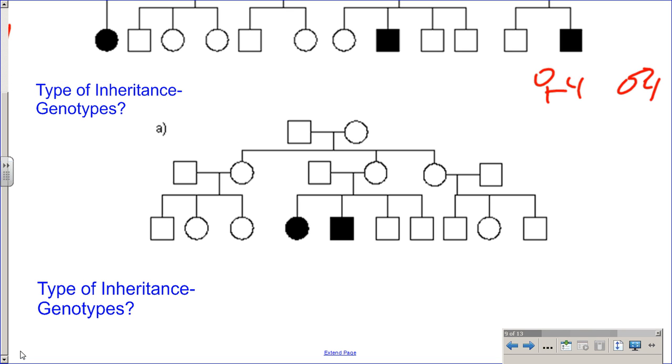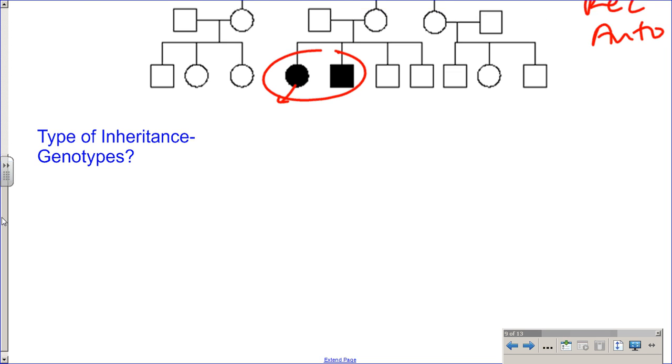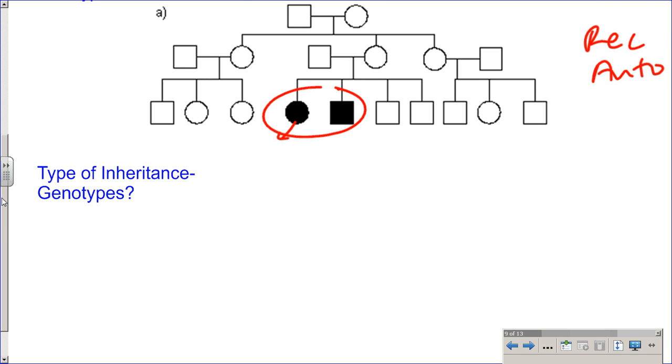Everybody, recessive or dominant? Recessive, because it's not on every generation. Autosomal or sex? Probably autosomal, because you have equal sex affected, right? So if you said it's recessive and you said it's autosomal, give me an example for this girl's genotype. We said lowercase r, because if it's not sex linked, I don't want you to be putting X's and Y's. I can tell you she's a girl because she's a circle. Like, you don't have to tell me XX.